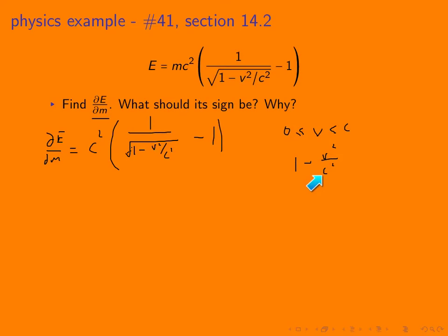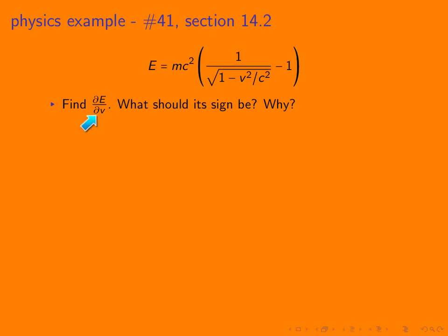And when we take the square root of that number, it's still going to be between 0 and 1, and not equal to 0. And so if I take that number and I plug it back in here, 1 over that number will be bigger than 1. If I subtract 1, it's going to be positive. Okay, so all of this will be positive. So the partial derivative with respect to m will be positive.